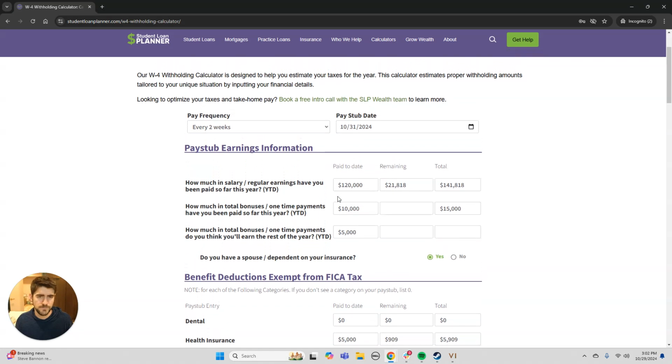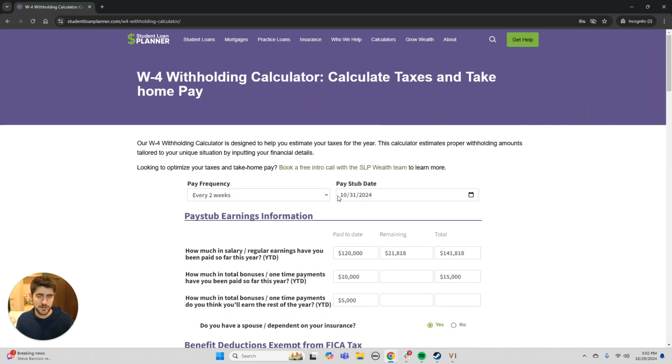So this is something that you can use on your own or in conjunction with a tax professional to help you figure out: are you withholding the right amount in taxes?